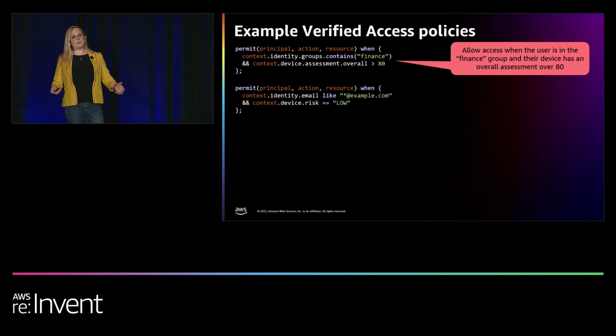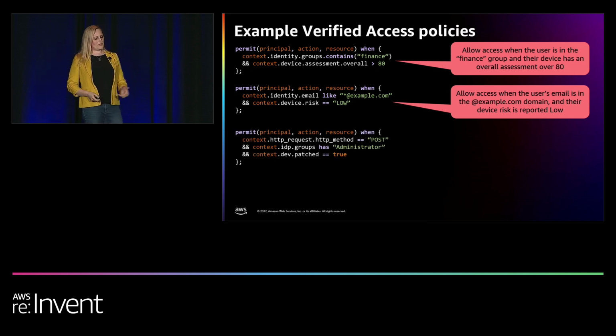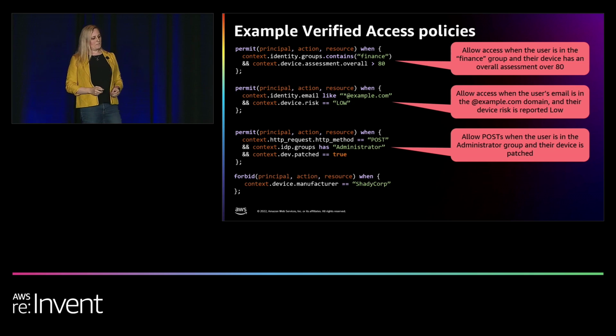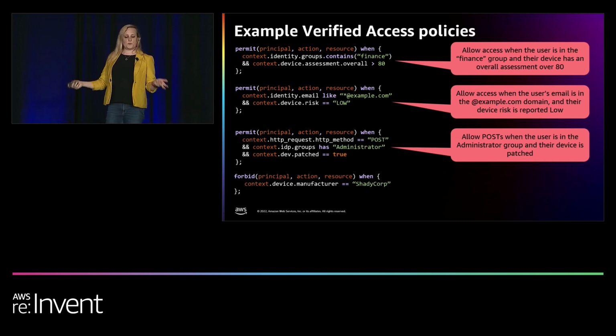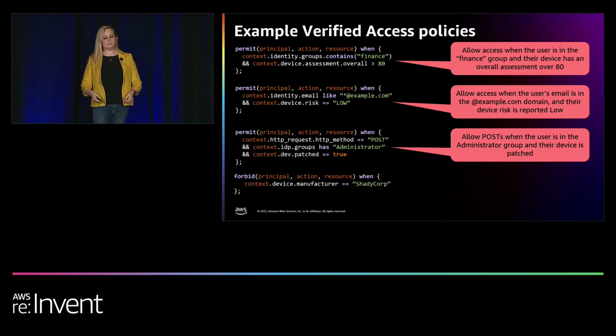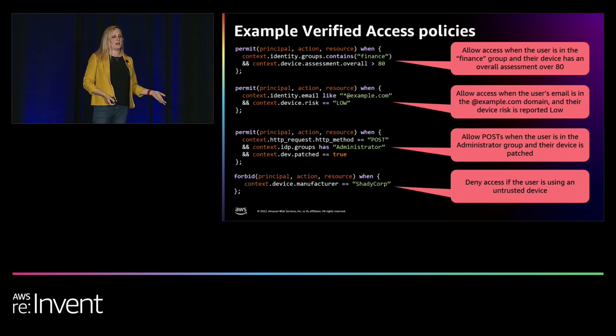Here's another example. Permit when the email address is in the example.com domain, and the device risk is low. This says permit posts when the user is in the administrator group, and their device is patched, potentially. And this one, finally, is forbid if the device's manufacturer potentially is from Shady Corp. One thing to keep in mind here is that Cedar allows access if at least one permit statement matches and no forbid statements match.